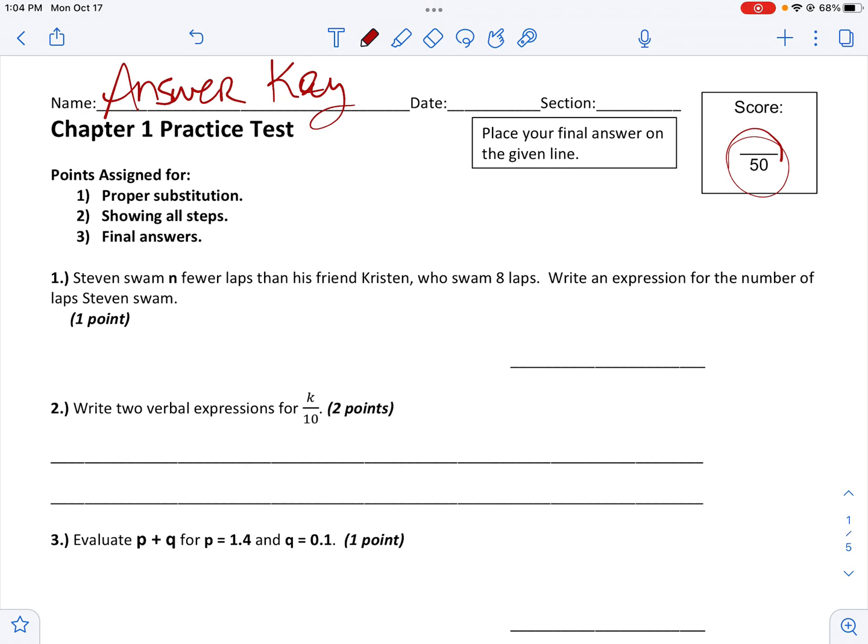Okay, so number 1, Stephen swam n fewer laps than his friend Kristen, who swam 8 laps. Write an expression for the number of laps Stephen swam. So since Stephen swam n fewer, okay, his friend Kristen swam 8 and he swam n fewer. So we're going to do 8 minus n. And that will give the laps that Stephen swam.